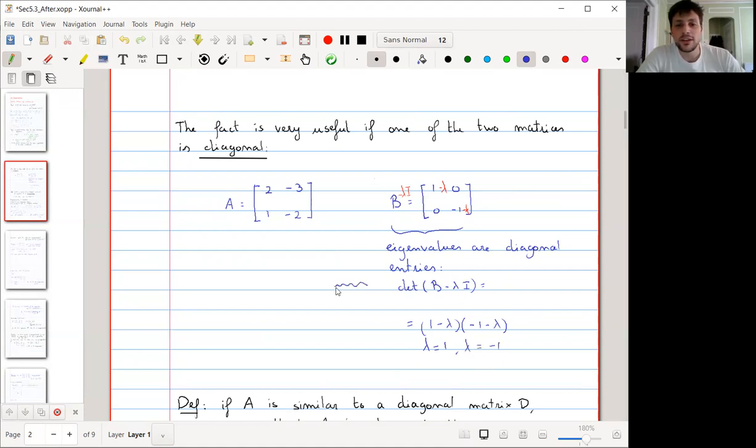However, by similarity, since we know that A is similar to B, we know that the eigenvalues of A also are plus or minus 1 with multiplicity 1, without having to compute the determinant of A minus lambda I, which is a little bit more complicated than computing that of B.